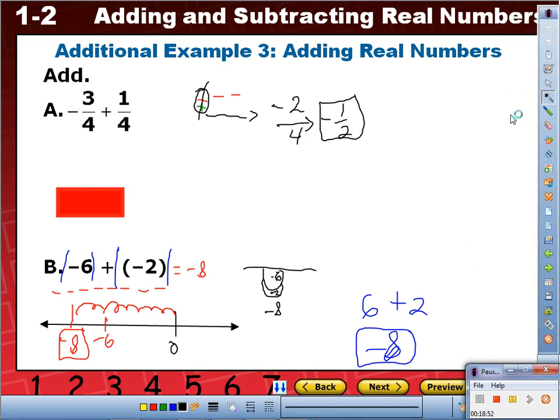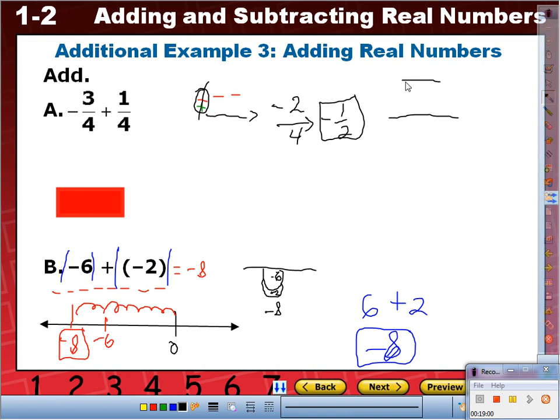Next method, using the ground 0. So for the ground 0, I'm just going to focus on the numerator. Here it is. Ground 0 is right here. We have 3 negatives, 1 positive. And what does that give us? Negative 2. And what's my denominator? 4. And it still gives us negative 1/2. Piece of cake? Yeah? Next method.